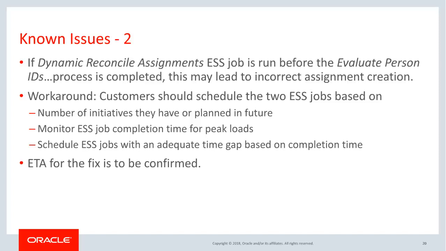To determine how much gap should be there between the two jobs, you should consider a few things, such as the number of initiatives you have or planned in future. Monitor the ESS jobs for their completion times for peak loads, and then schedule the ESS jobs with an adequate time gap based on their completion times. The fix for this issue is being worked upon and the ETA is to be confirmed.